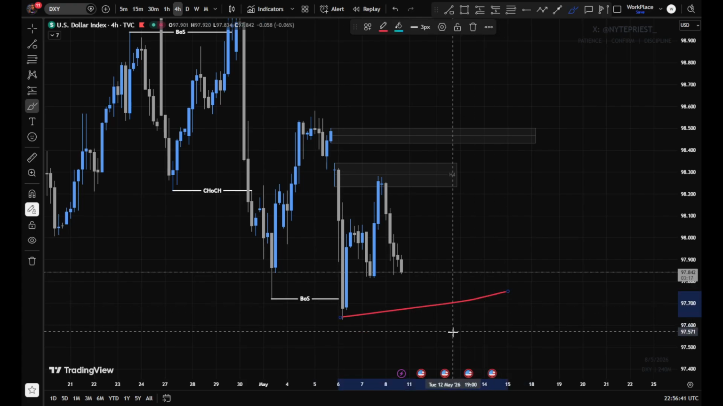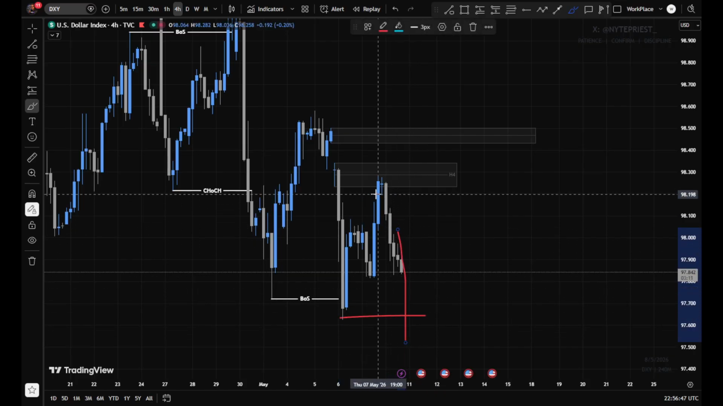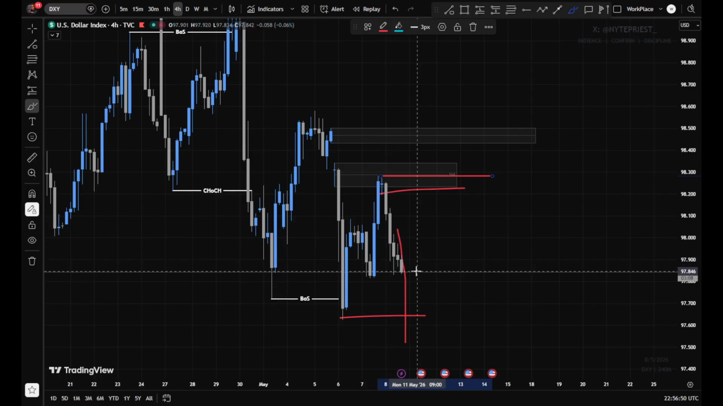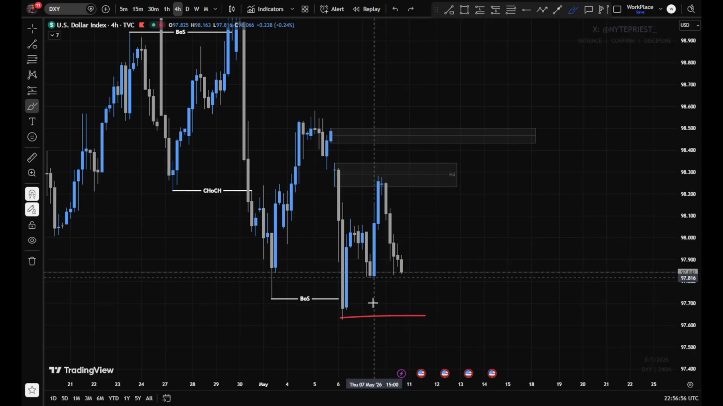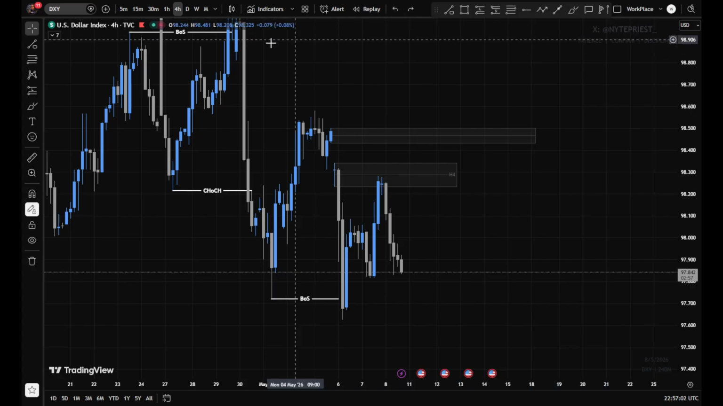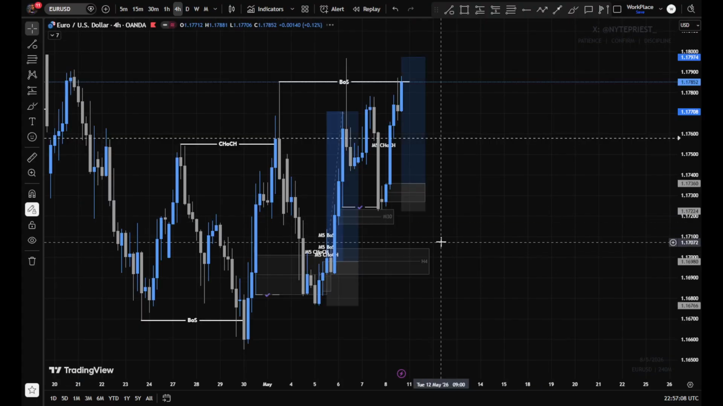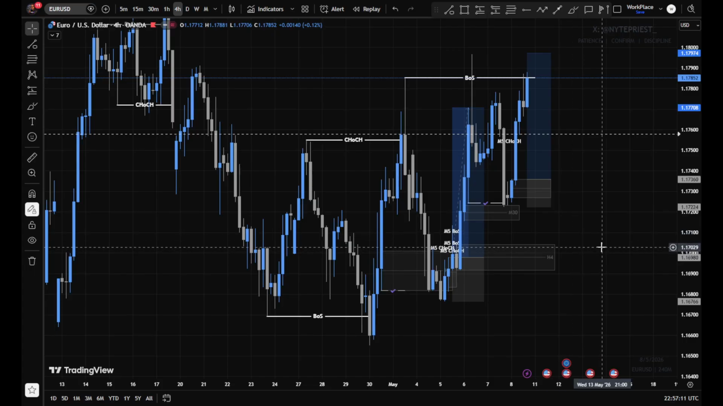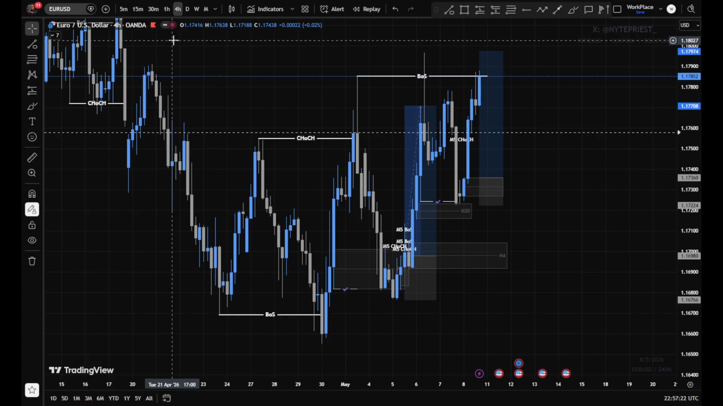So if the price gives us this kind of break next week, we'll be waiting for this supply zone to get mitigated. Okay. Then we look for trade on the bearish side. So if the DXY is bearish, the euro too will be bullish. All right. So I had a trade on euro USD on Tuesday. Okay. So let me take you through the trade I took on euro USD.